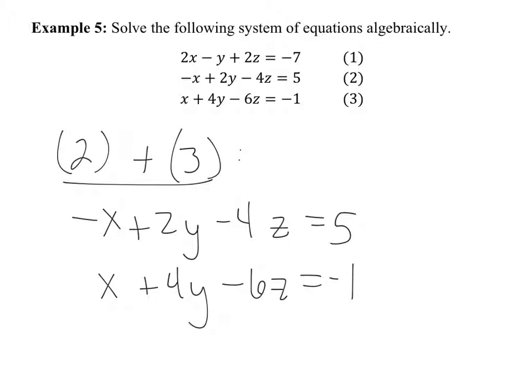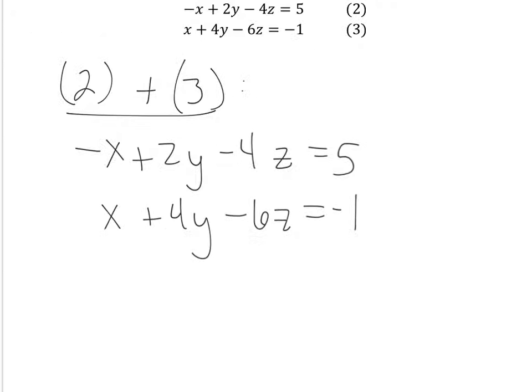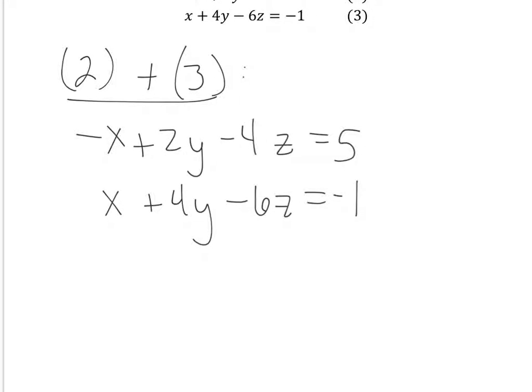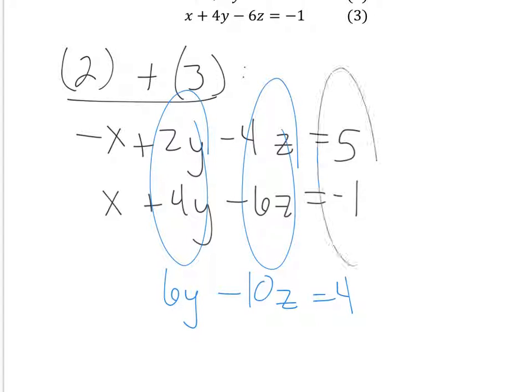Now I'm literally going to add straight down and come up with a new equation. These cancel, so there's no x's left. There's 6 y's here. There are negative 10 z's. And there's a total of 4 on the right. So I'm literally adding straight down, incorporating the signs. Now, this is a new equation, so what might I call this equation?